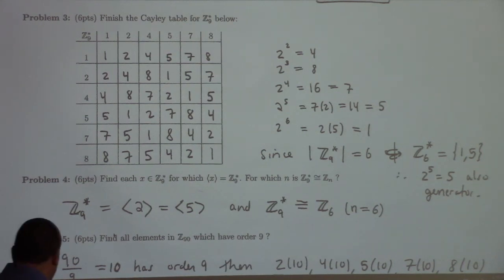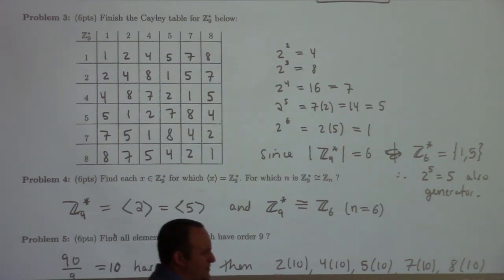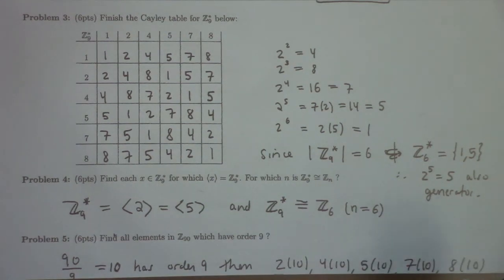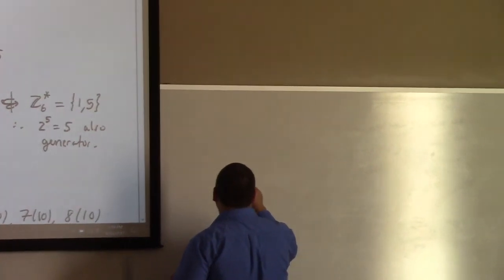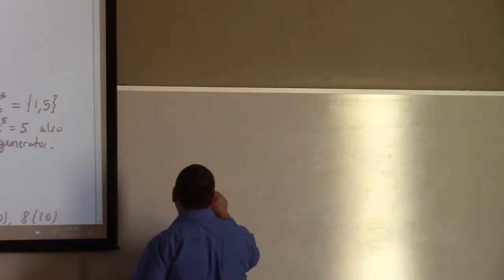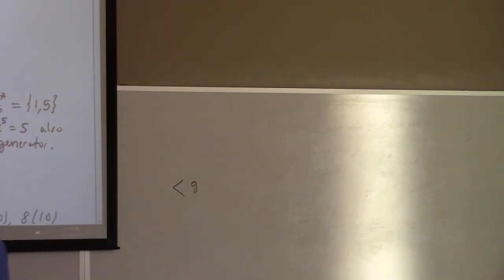Trying to remember how it went. G to the... oh man, I can't remember. Just a second. There's a nice formula to write down here. Where's that stupid thing?